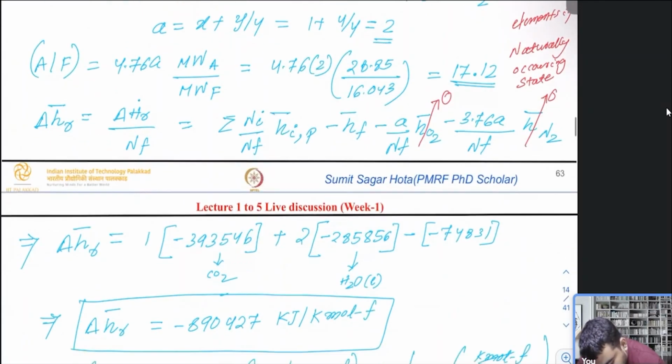Now let's find out the delta HR bar, that is delta HR divided by NF, per mole of fuel. We know the formula: summation of Ni by NF into Hi of the products, minus Hf, minus a by NF H of O2, minus 3.76 a by NF H of N2.